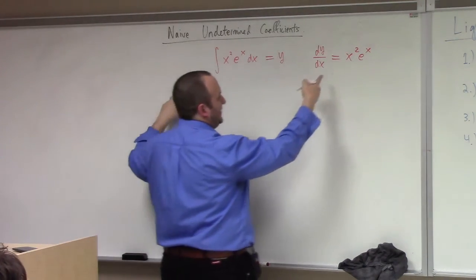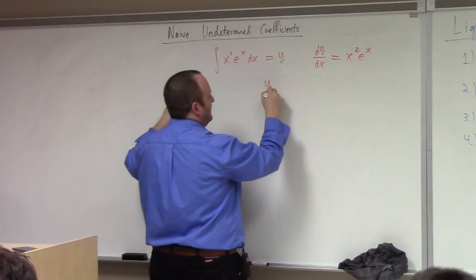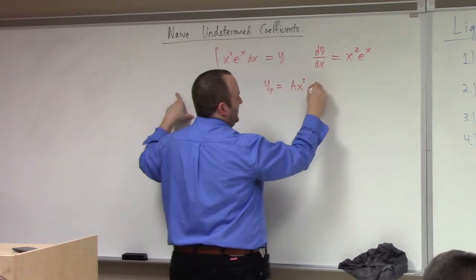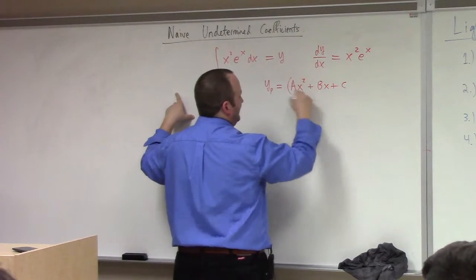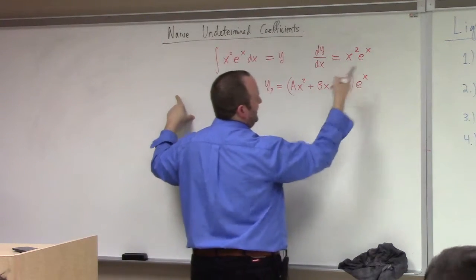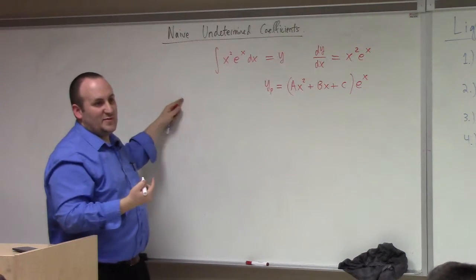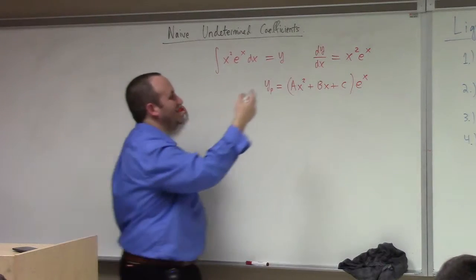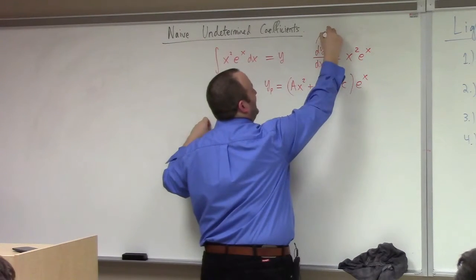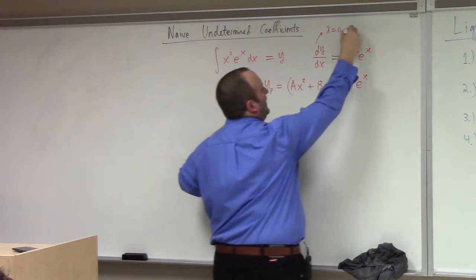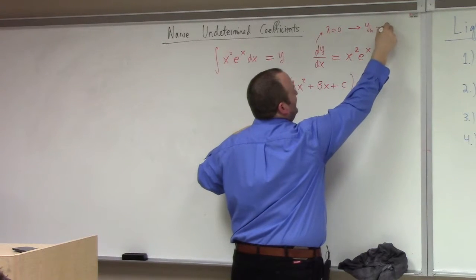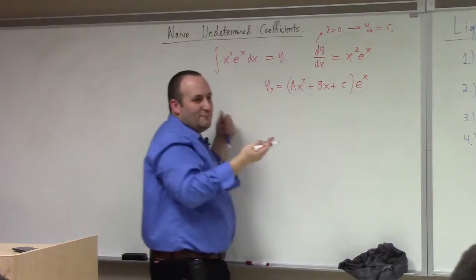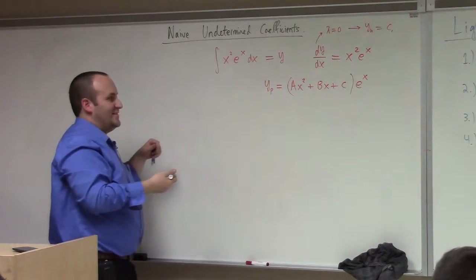So what should I guess for yp? I should guess ax squared plus bx plus c times e to the x, because that's the naive solution. There's no overlap here. The homogeneous solution is just 1, because the characteristic equation is kind of boring. It's lambda equal to 0. So yh is just C1. Okay, it's kind of uneventful.